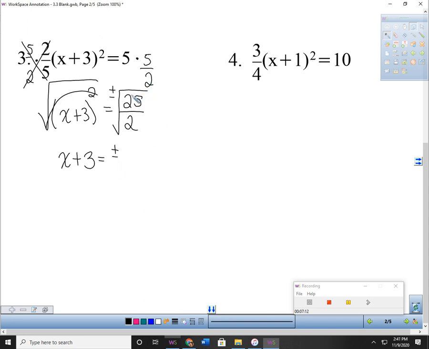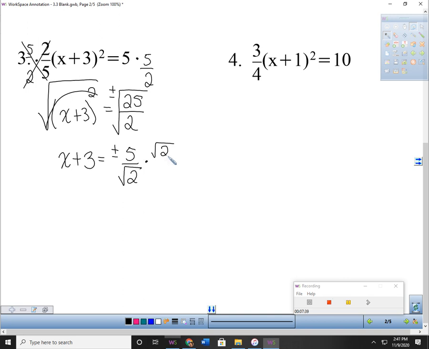Now, when you square root a fraction, you have to square root the top and the bottom, right? So the square root of 25 is 5. And then 2 is a prime number, correct? So I can't reduce that. So it's just the square root of 2 on the bottom. But this isn't simplified, right? I don't leave a root on the bottom. So how do I take care of that?